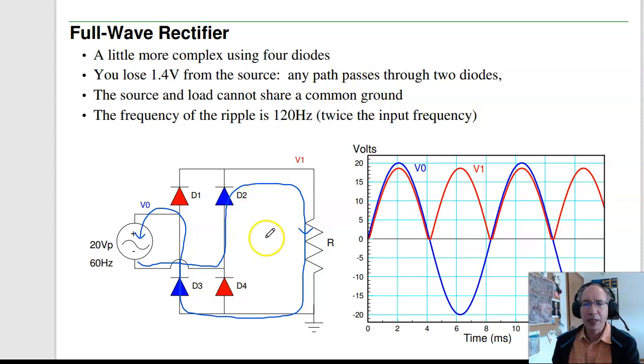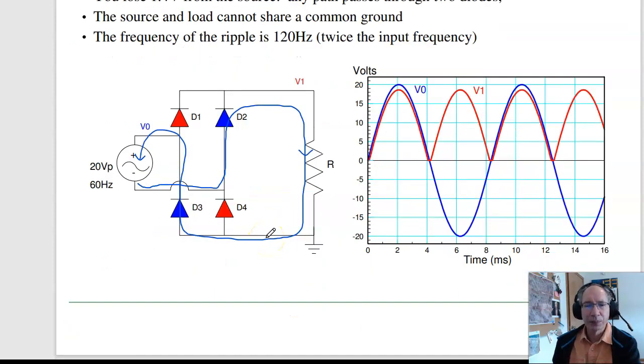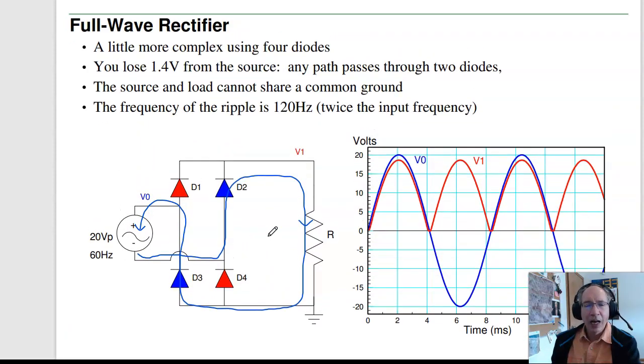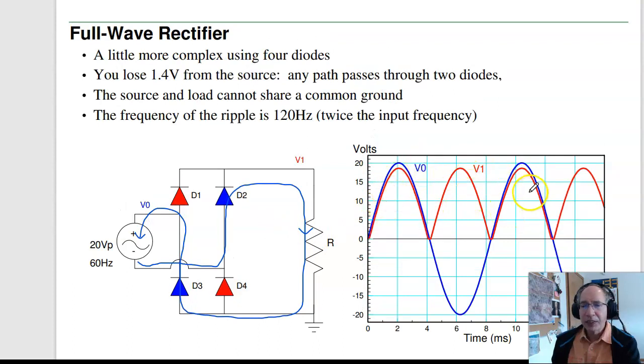So anyway, that's the full wave rectifier. The advantage is I have twice as many peaks, double the frequency. So it's actually easier to filter this out, keep the ripple, the noise down with the full wave rectifier. The disadvantage is I need 4 diodes rather than 1. And the source and the load can't have the same ground. One of them has to be floating.